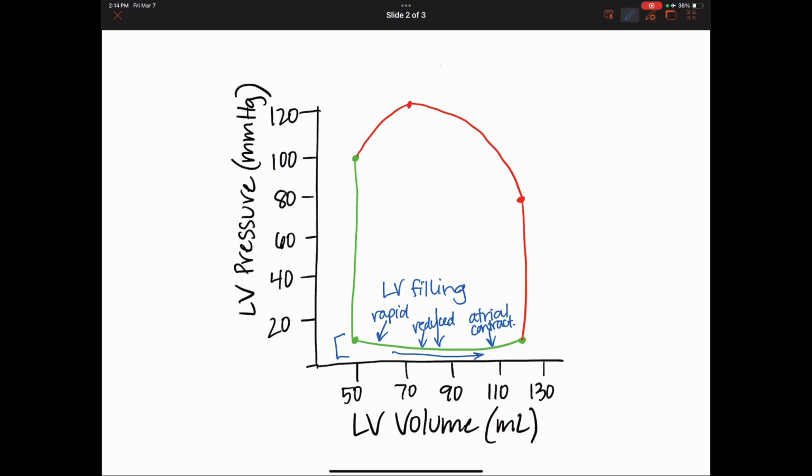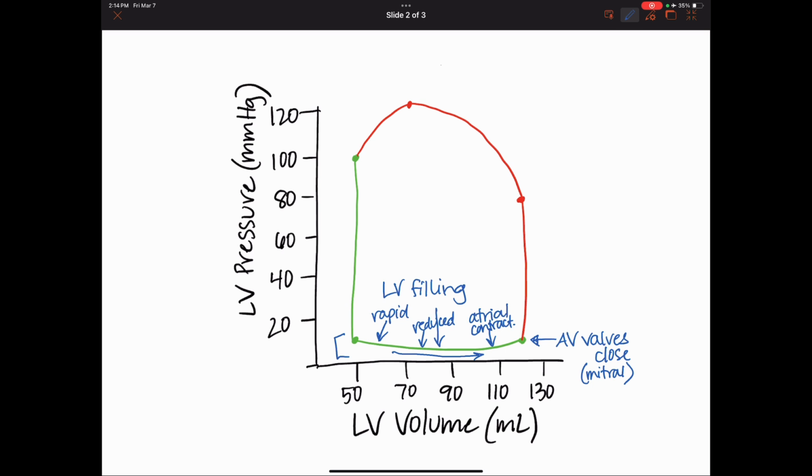So when the ventricle starts contracting, this means that the pressure in the ventricle starts to increase. And when the pressure in the left ventricle is greater than the pressure in the left atrium, that's when the AV valves close. So in this case, we're talking specifically about the mitral valve because we're talking about the left side of the heart, but both AV valves close at that same time.